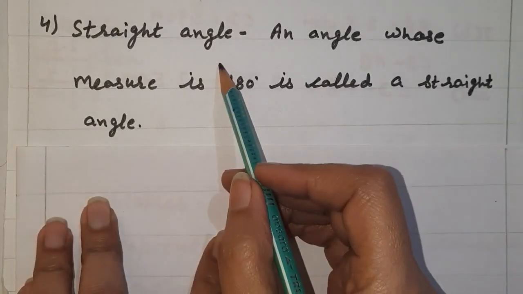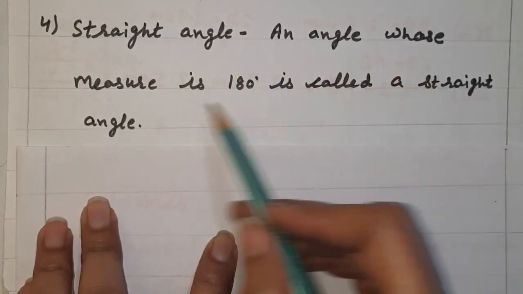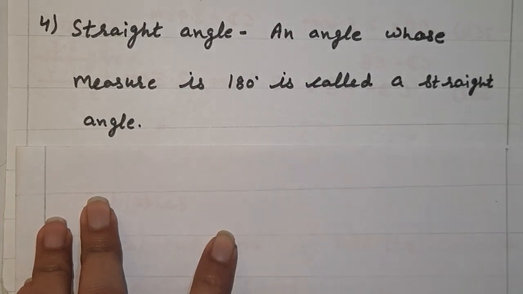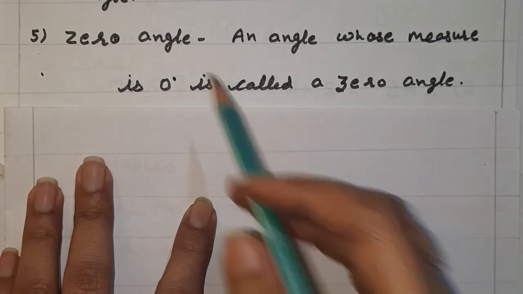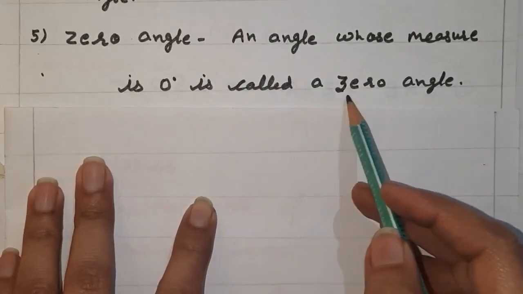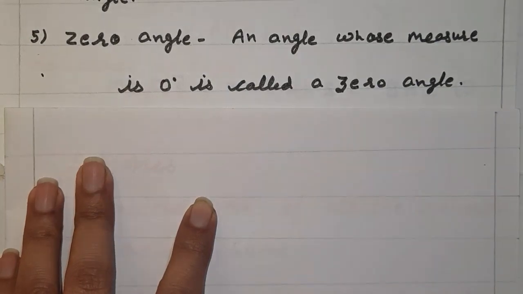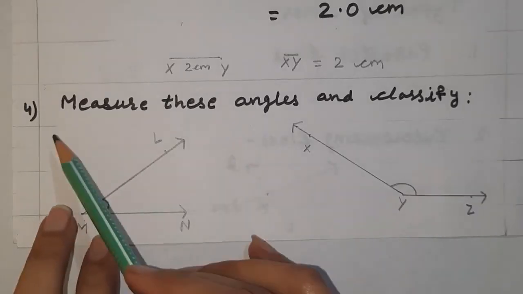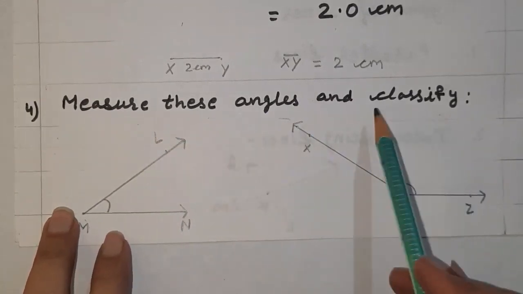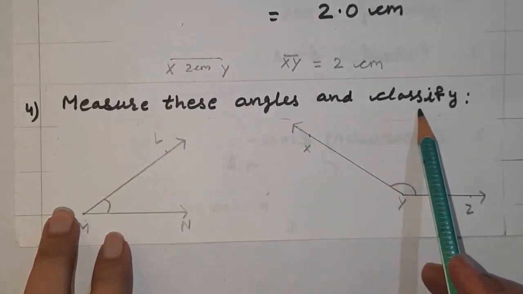Straight angle. As it is clear from the name, an angle whose measure is 180 degree is called a straight angle. Zero angle. An angle whose measure is 0 degree is called a zero angle. Better now, next question is a practice question. Measure these angles and classify. Classify means you have to tell the type of angle.